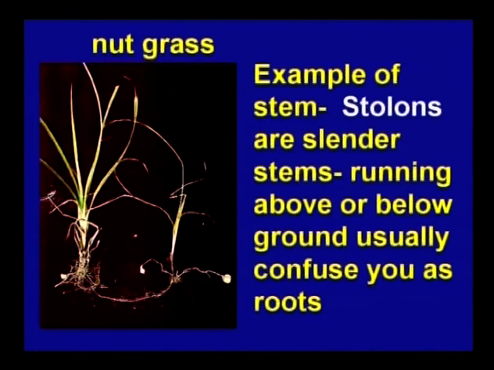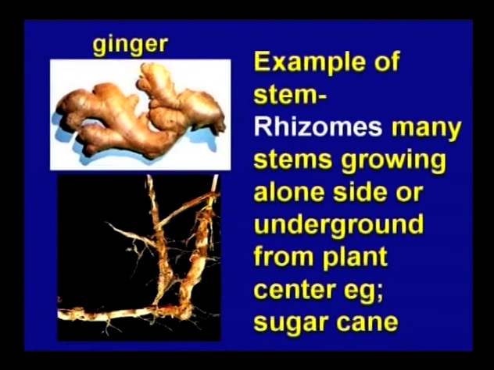As I am explaining, I'd like you to also look at your plants, your real plants that you have brought. All right, let's go on to another example. Okay, ginger, and we have another example of a grass. And ginger, and this picture of a grass show examples of stems that we call rhizomes. Rhizomes are many stems growing alongside or underground from the plant center. Example, sugar cane or ginger, right? And ginger is another example of a rhizome, right?